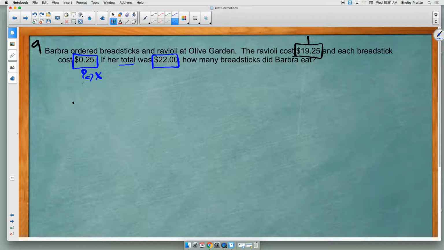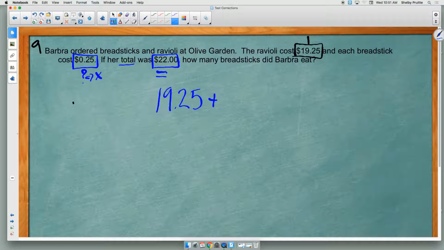Now it tells you it's her total, which means that this needs to be on the other side of the equal sign. So you're going to start with the ravioli because that's the one thing that she's paying only one time for. $19.25, one time for one thing of ravioli. Plus, because she's going to add on more money, plus the 25 cents per breadstick.